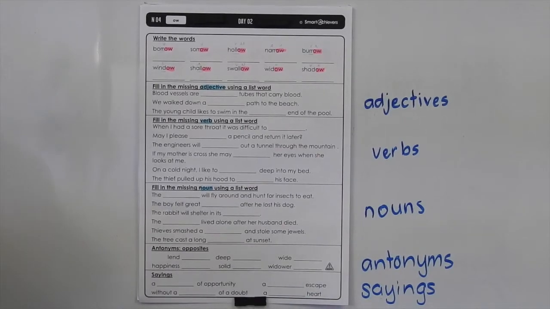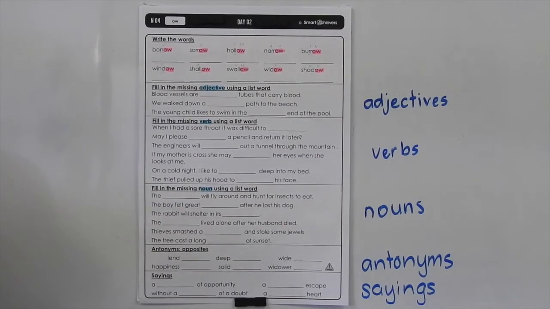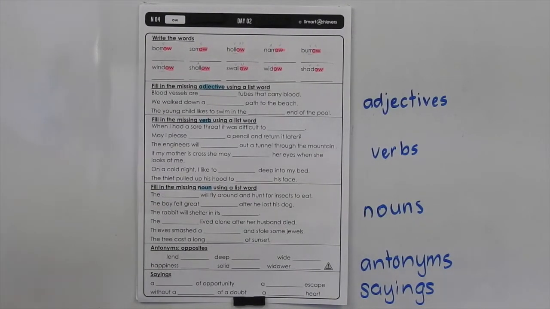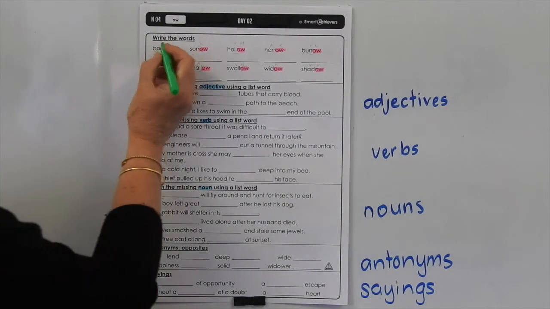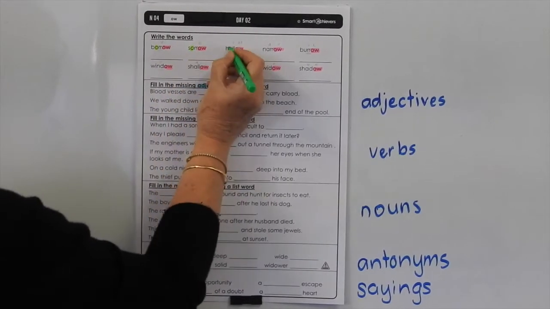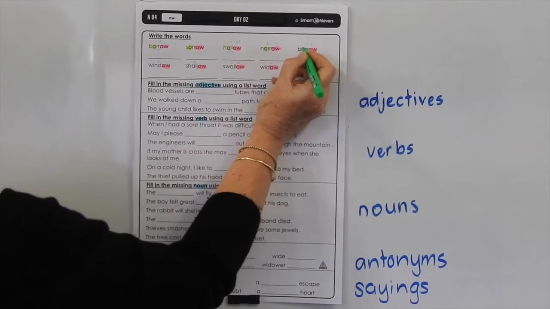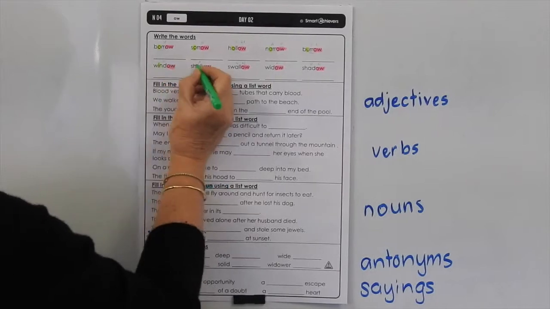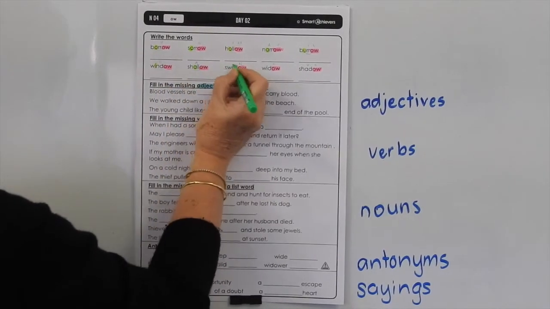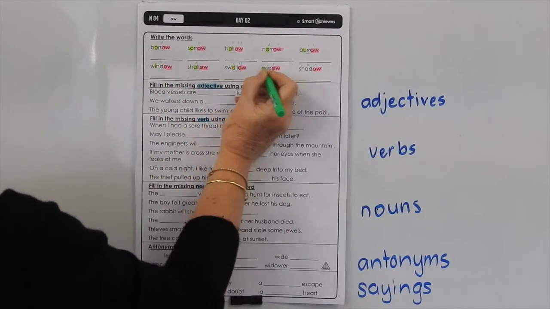So let's have a look at the other things that we can see in these words that you need to be aware of when you're spelling them. So you've got a short vowel in borrow, sorrow, hollow, narrow, burrow, window, shallow, swallow.